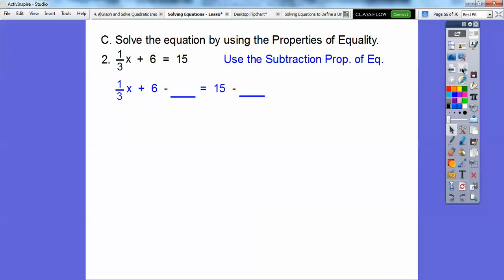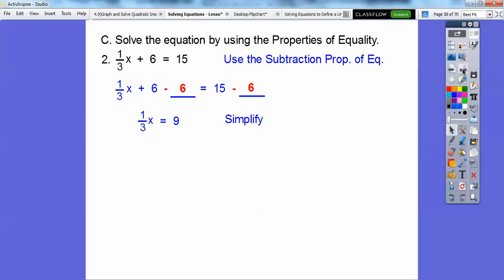Here we're going to use the subtraction property. We're going to subtract this 6 on both sides, so -6 -6. Then we can clean this out. 6 minus 6 cancels. 15 minus 6 is 9.